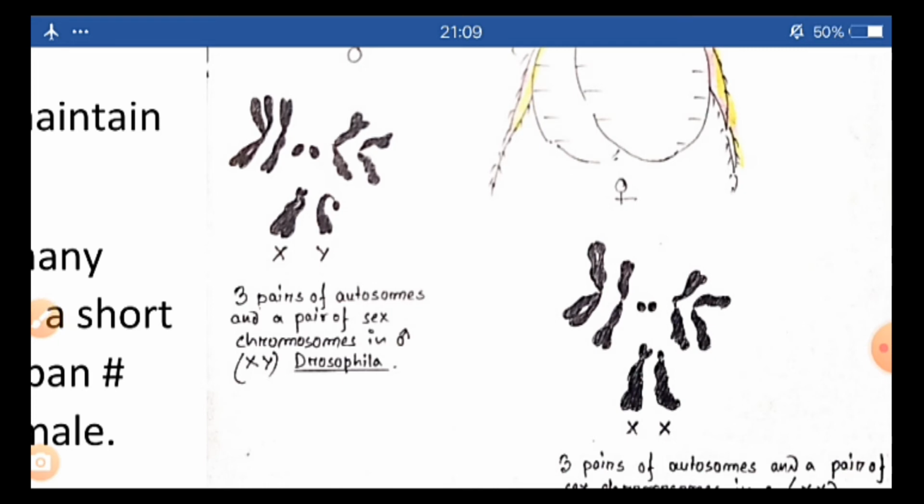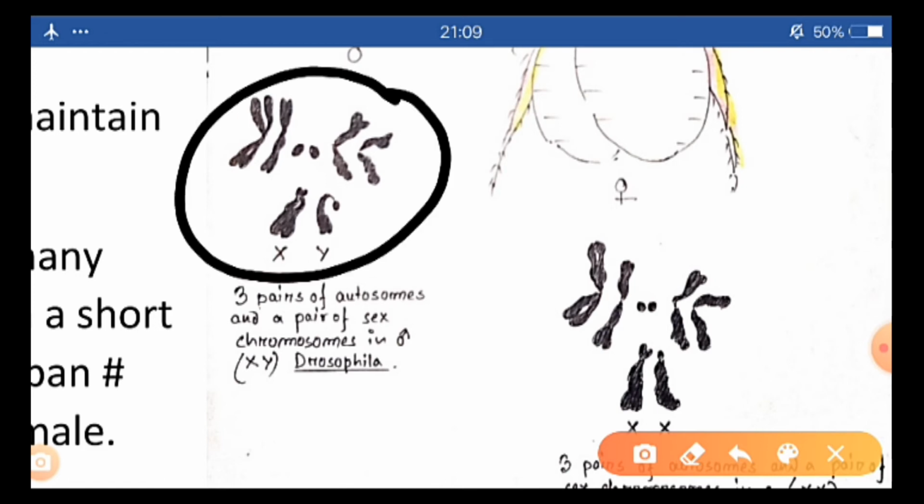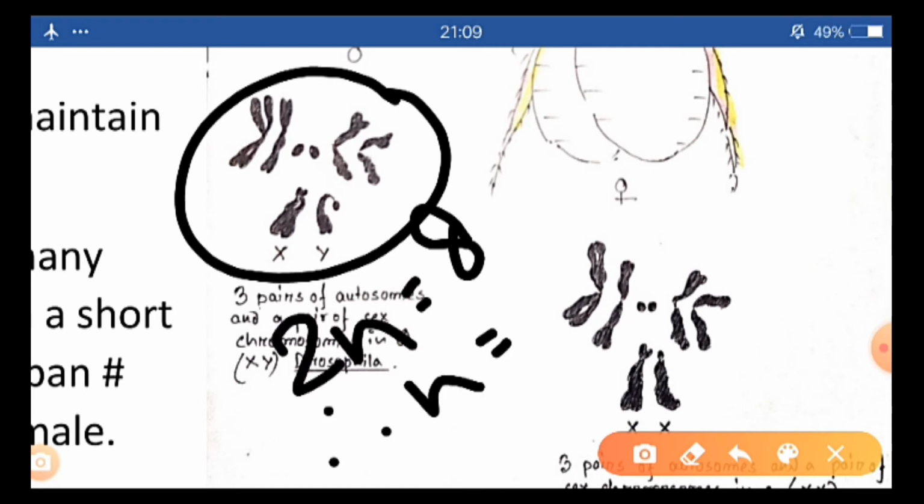Now, if we consider the ploidy, then it is clear from the figure that the total number of chromosomes is 8, that is 2n equals 8, so n equals 4. It is same in case of female also. That is, in case of Drosophila the linkage group is 4.